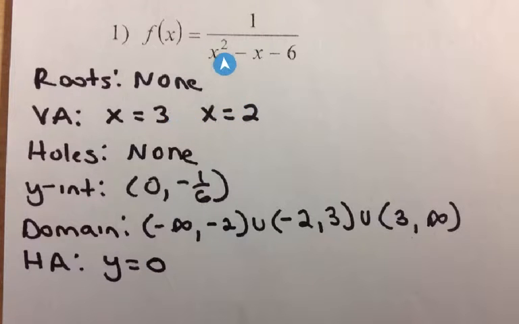Vertical asymptotes, we had 2, and since we didn't have any roots, we're obviously not going to have any holes. Y-intercept was 1 over negative 6. And then my horizontal asymptote, because my highest variable up here was x to the 0 power, 0. And this one is x squared. See how the bottom is larger? So it's y equals 0. Do you guys understand why it's y equals 0?